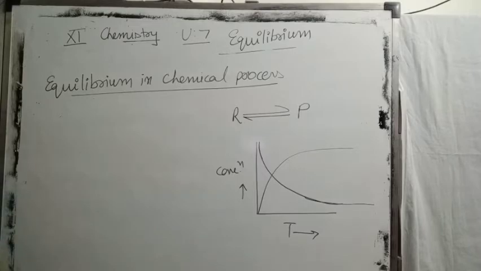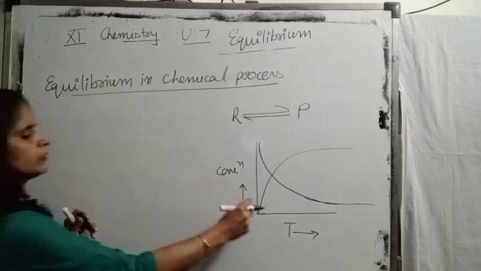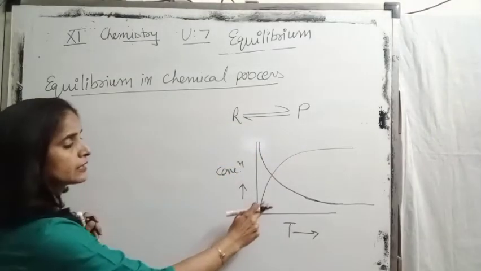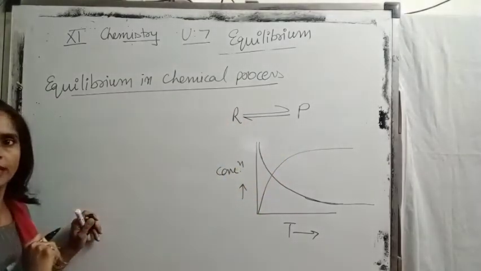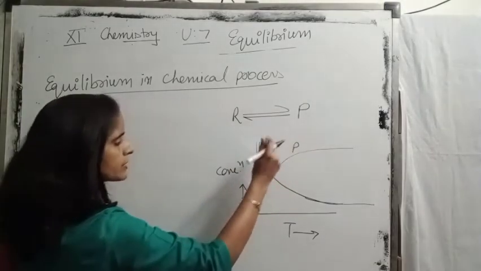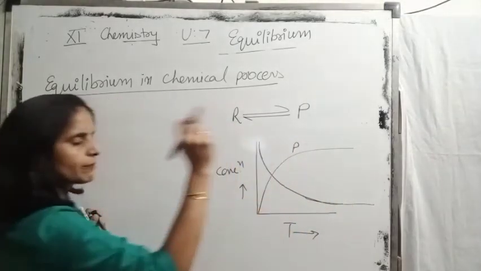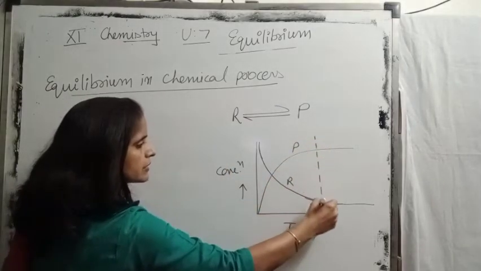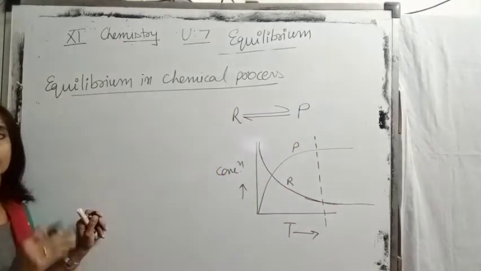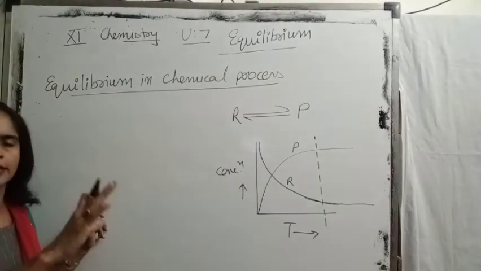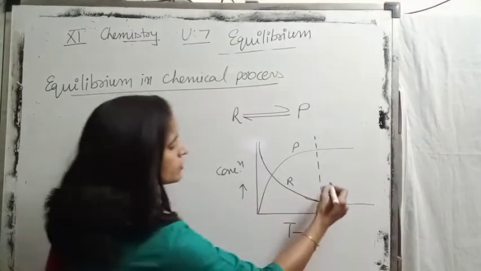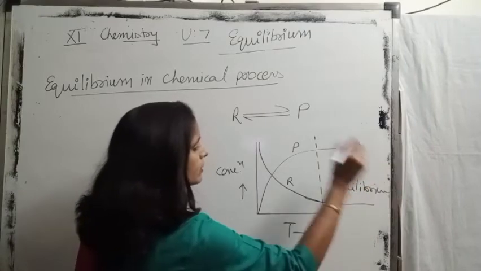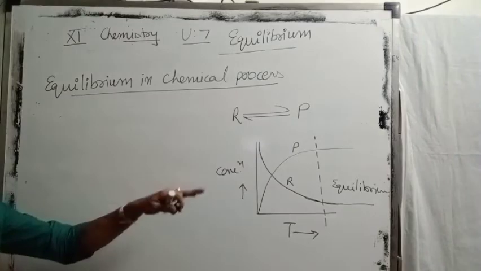So, with this we can easily tell what this graph is representing. This is an increase in concentration with the passing of time, so this is for products. This is a decrease in concentration with the passing of time, so this is for reactants. And this is the equilibrium stage where no more change in concentration is taking place. No more change in concentration, it becomes constant.